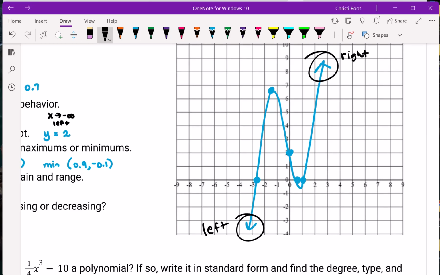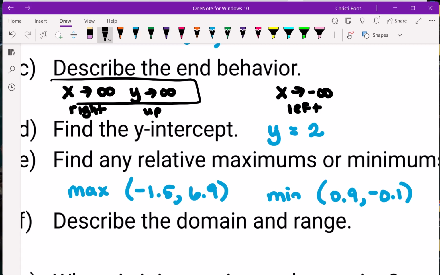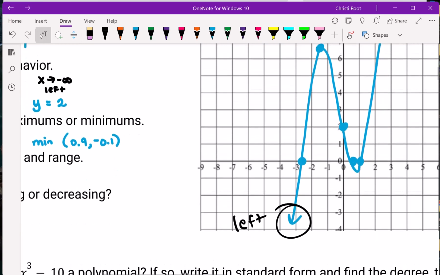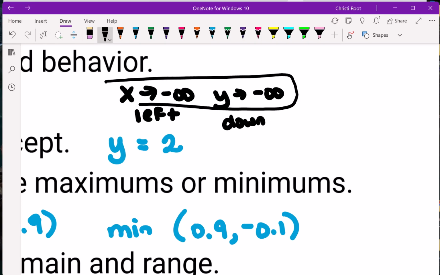As you notice, as you go to the right, you go up. So let me go back over here. As we go to the right, we also go up. So these two have to be paired together. It doesn't matter what order you write them in, but they do have to be attached to each other. Now on the other side, if you look at your graph, it is left and down. So down would be y approaches -infinity. It doesn't matter which one you write first, but you do have to have those paired. You can always, instead of putting y, put f of x as well.